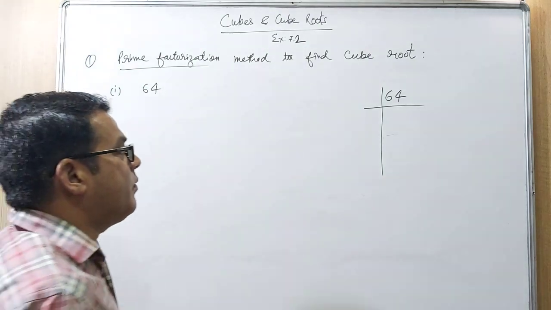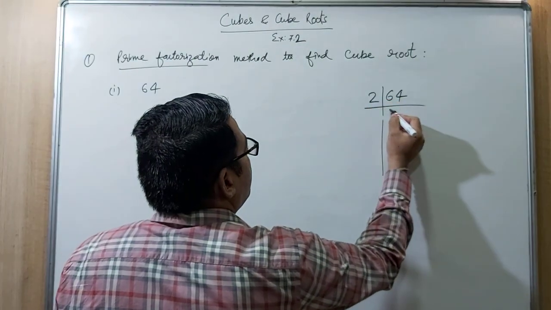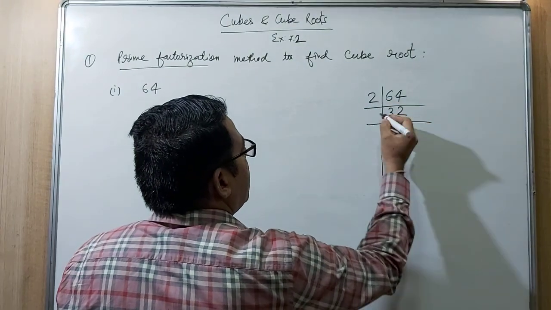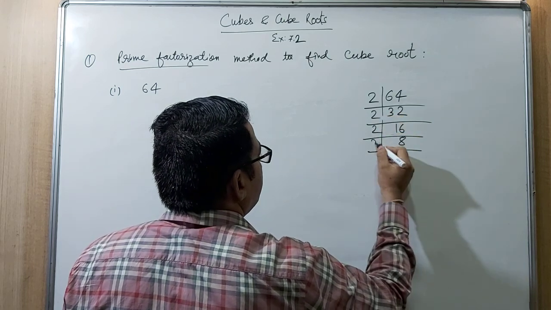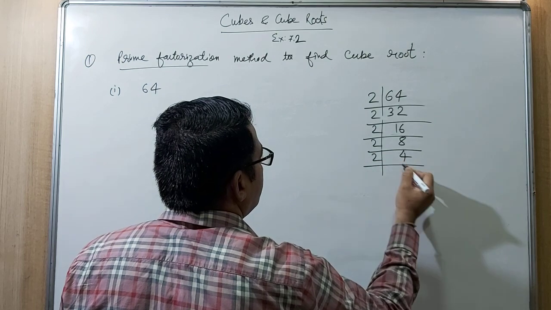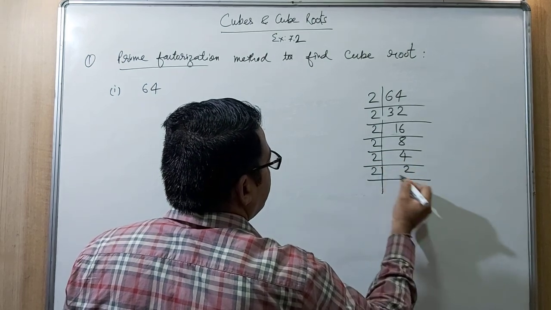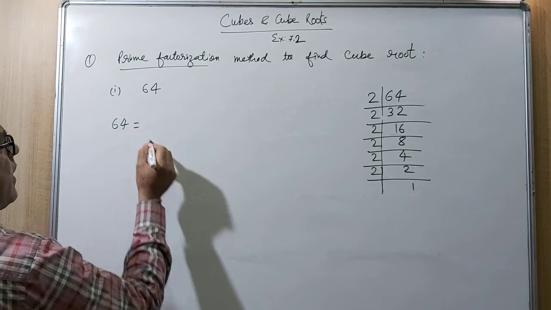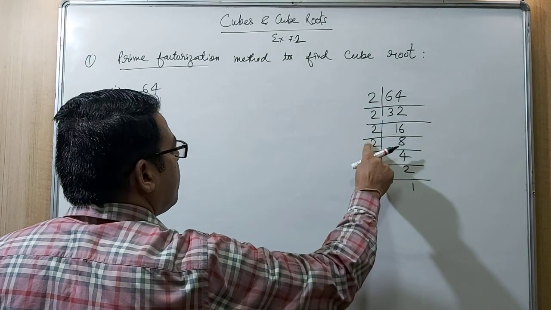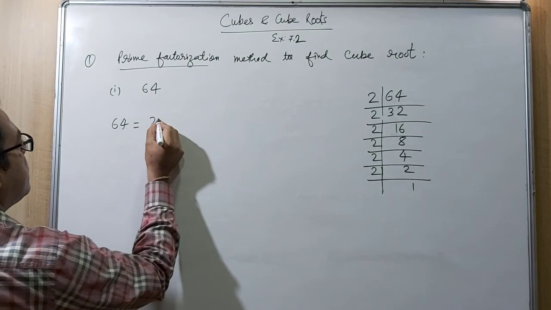This is very simple. So by 2 we know 32 times it's divisible, and by 2 16 times, by 2 8 times, by 2 4 times, by 2 2 times, and again by 2 1 time. It means 64 we can write as 1 2 3 4 5 6, 6 times 2's.